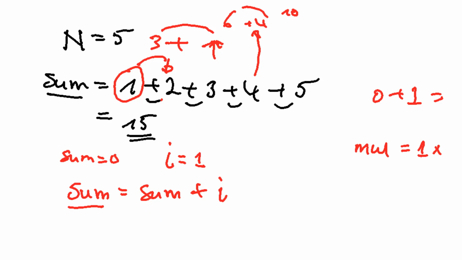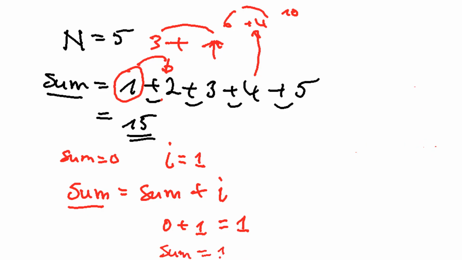So let us analyze this together. Sum here is 0. 0 plus I is 1. I'm going to have 1 as result here. Sum is equals to 1.